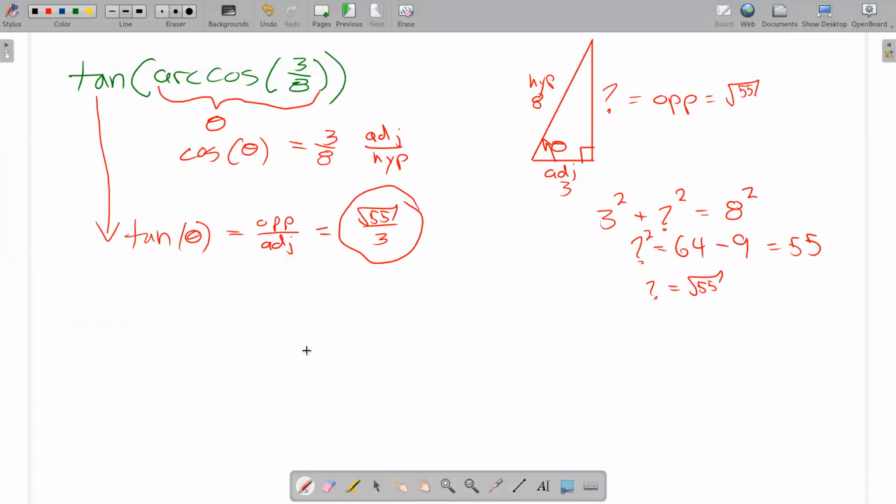Cool. Check. So again, drawing pictures is essential in trigonometry for any interesting problem. If it's not interesting, why bother?